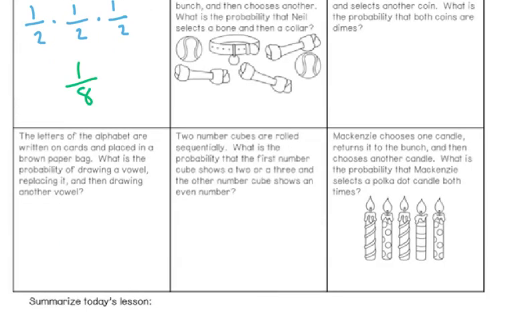The next problem going down says the letters of the alphabet are written on cards and placed in a brown paper bag. What is the probability of drawing a vowel, replacing it, and then drawing another vowel? So for this problem, we have two events occurring, our first draw and then our second draw. And it says it's the letters of the alphabet. Well, in the alphabet, there are 26 letters. So in our first draw, there's going to be 26 letters.